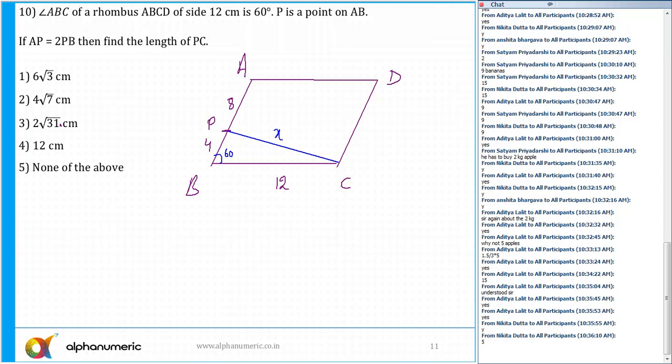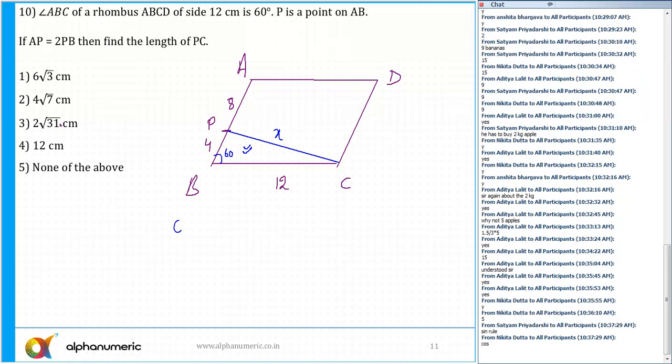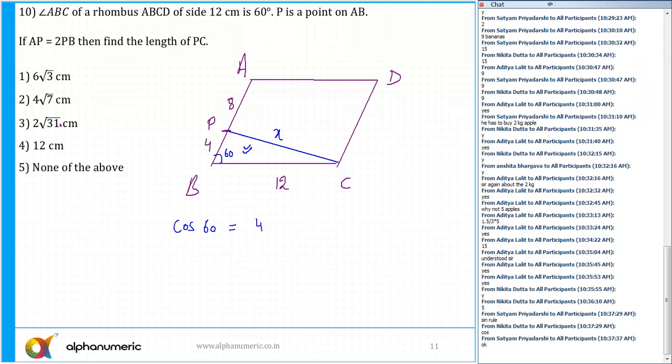So in this triangle, I need to find out the length. Now tell me, can you guys find out which rule I should apply? Sine rule or cosine rule? I think cosine rule. Angles we do not know, so I'll say cos 60 degrees is equal to 4 square plus 12 square minus x square upon 2 into 4 into 12. Solve this, you'll get the answer as option number 2, 4 root 7. Any doubt? Can I move to the next question? Please respond.